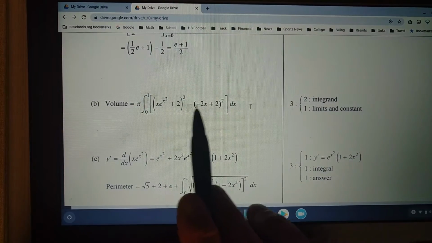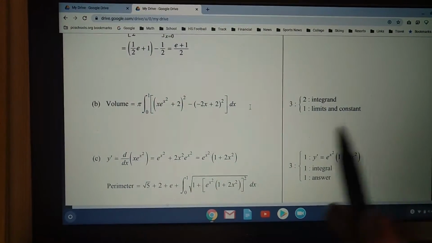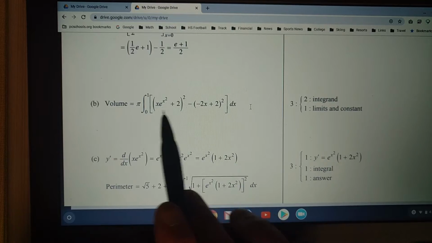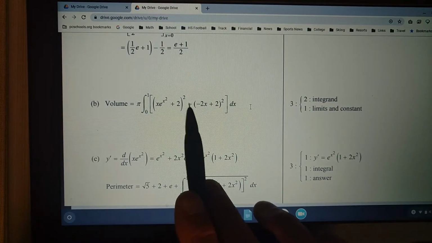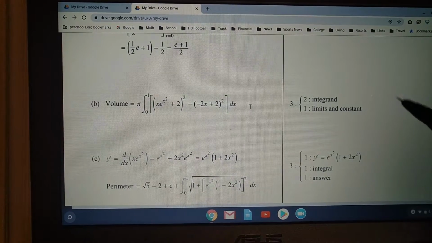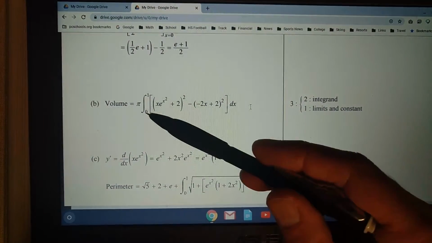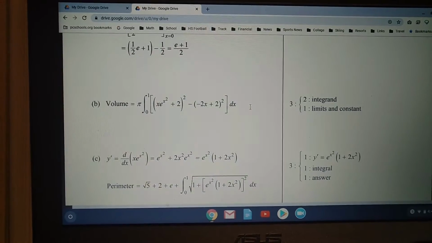The correct integrand here, if you get one of these but not both, you get 1 point. Having both inside, whatever's inside the parentheses, it can include the pi, so long as the pi is not inside what is squared. And then if you have the correct limits, you got your pi, and then you got your 0 to 1, you get your third point.